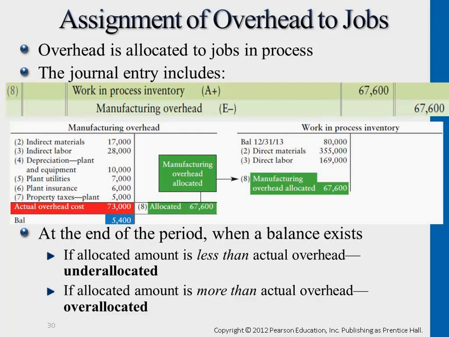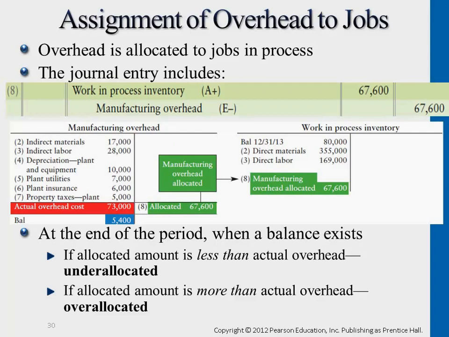Increase to work in process. Okay, so work in process is an asset account. It represents all the assets, the costs of the production line that are not yet finished goods in the middle of the process. We're allocating them to the jobs, yes.